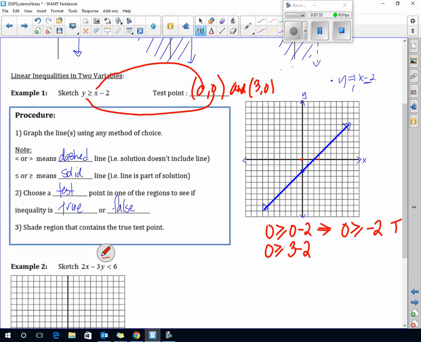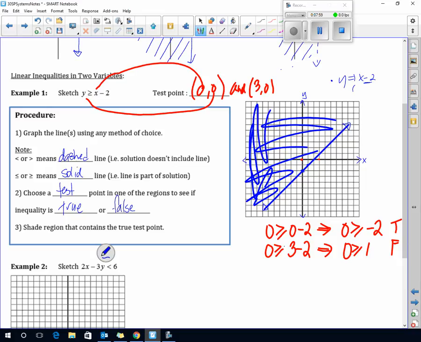So I have now verified I am on the way to get a perfect score on this question, because I know I should be shading where the 0, 0 is and not where the 3, 0 is. So last step, shade all of that part on that side of the line. And that's all we have to do. Pretty easy.